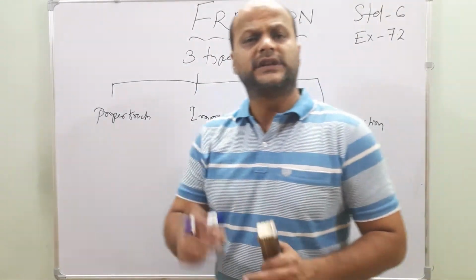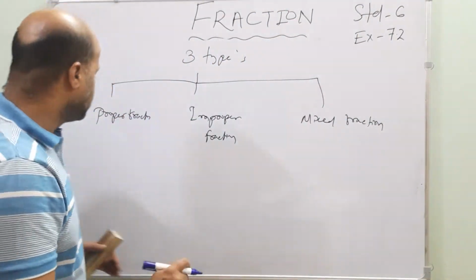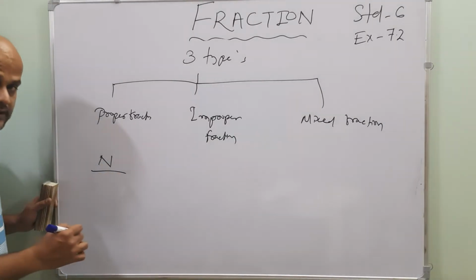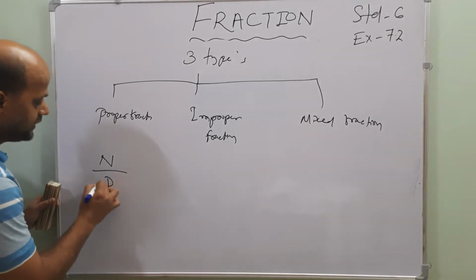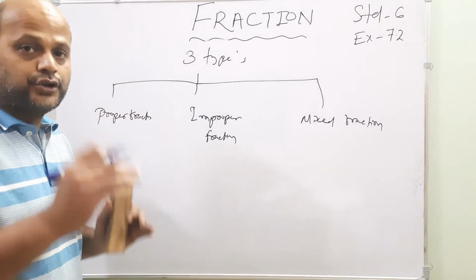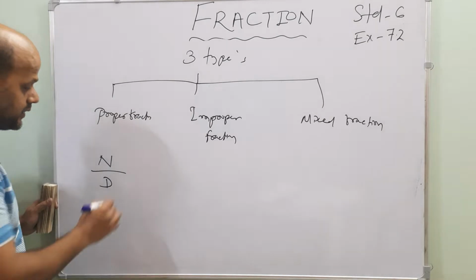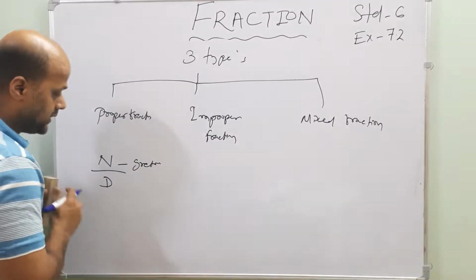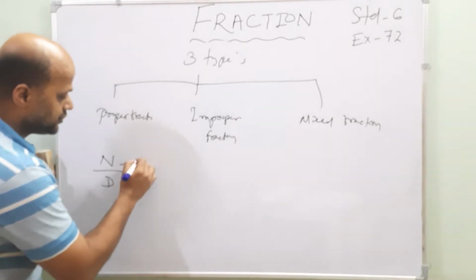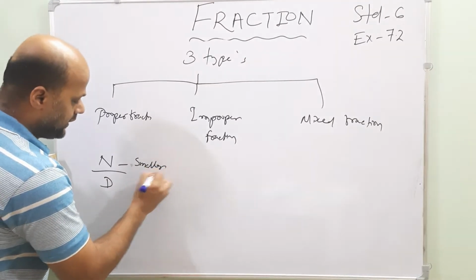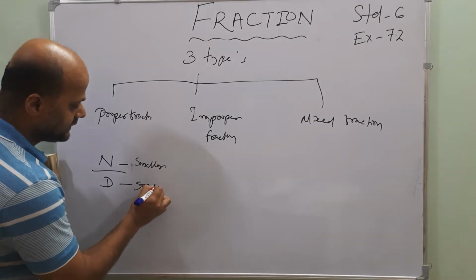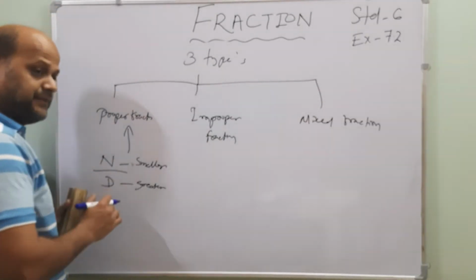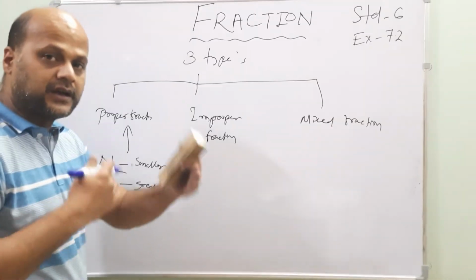First let's discuss the basics of fraction. We know that a fraction is the division of the numerator by the denominator, yes or no? So if the numerator is smaller and the denominator is greater, then the fraction is called a proper fraction. In the case of improper, it is the reverse one.